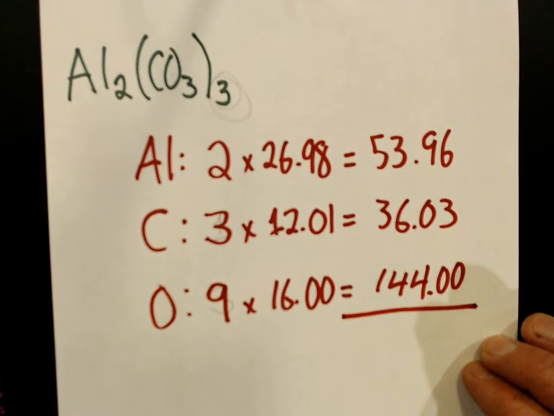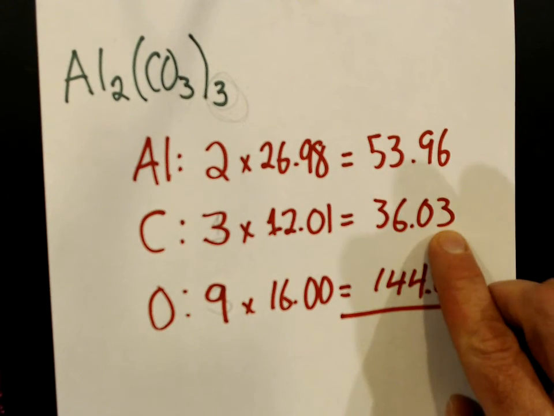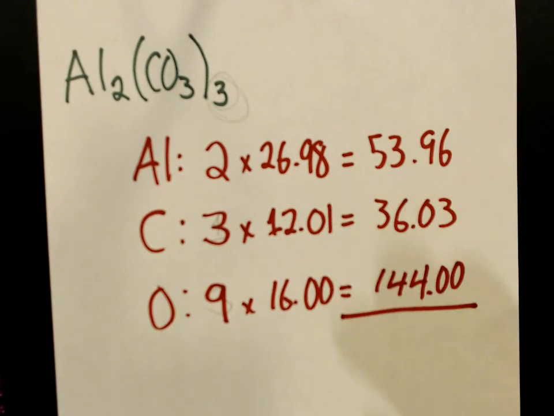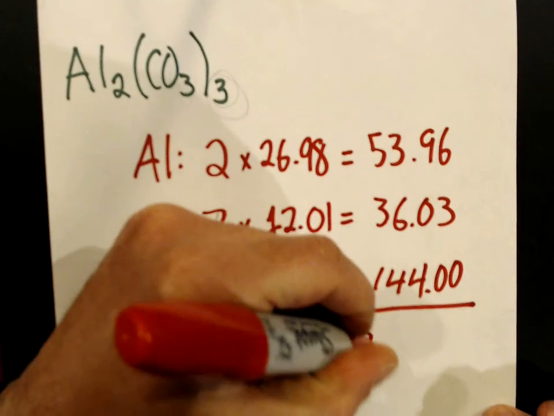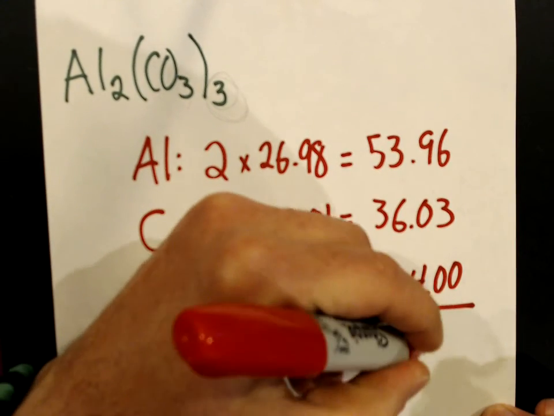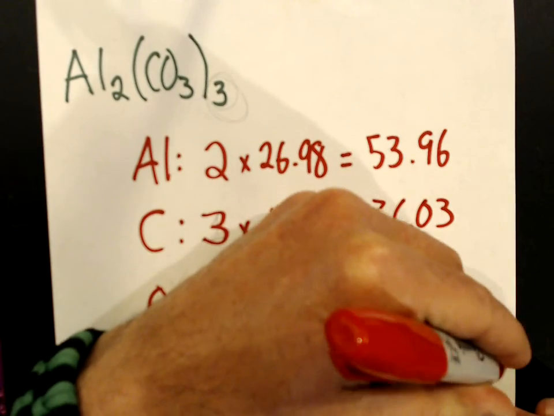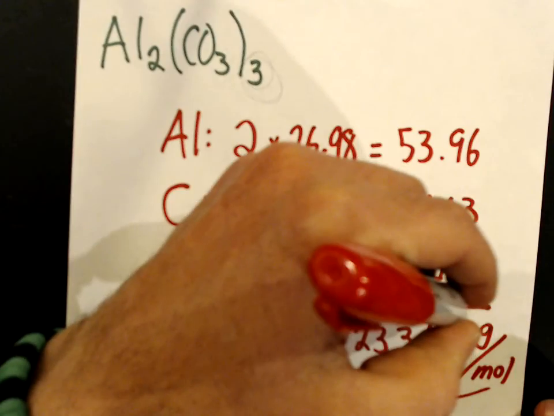144.00 plus 36.03 plus 53.96. Whoo! 233.99 grams per mole. And there you go.